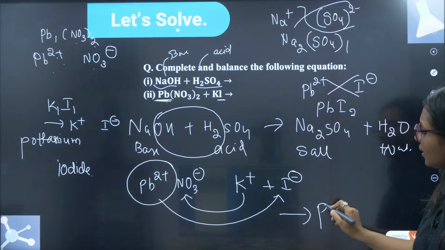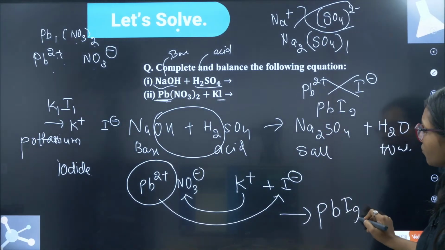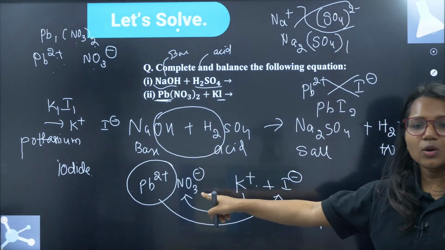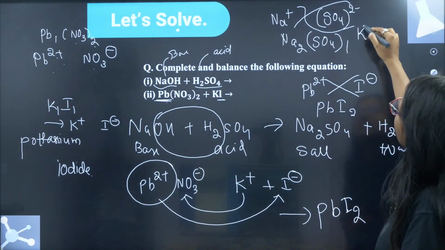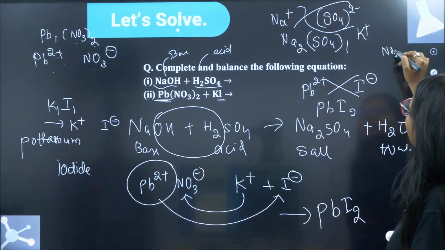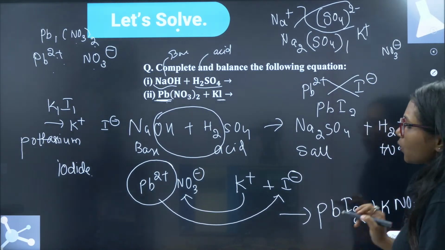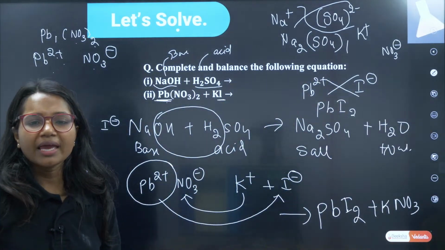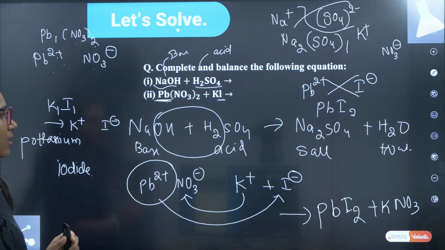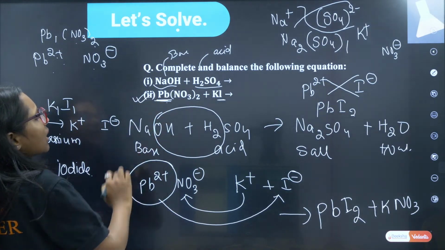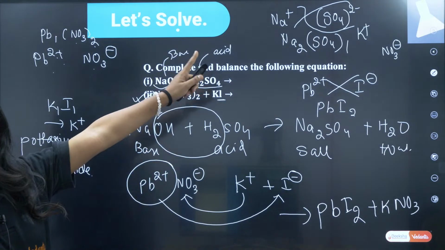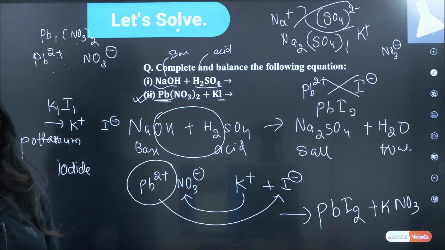You will get PbI2. Potassium plus 1, NO3 minus 1. So it will become KNO3. So this is the product. Have a look here and tell me, did you guys understand? Second reaction is a double displacement. First reaction is a neutralization reaction.